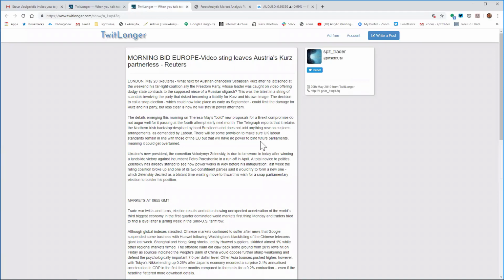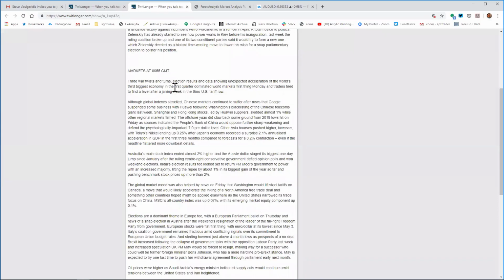What's next for the Austrian Chancellor, Sebastian Kurz, after he jettisoned at the weekend his far-right coalition ally, the Freedom Party, whose leader was caught on video offering dodgy state contracts to the supposed niece of a Russian oligarch. This was the latest in a string of scandals involving the party that risked becoming a liability for Kurz and his own image. The decision to call a snap election, which could now take place as early as September. That's Austria, so I'm not going to worry about that. Let's go on to the market.